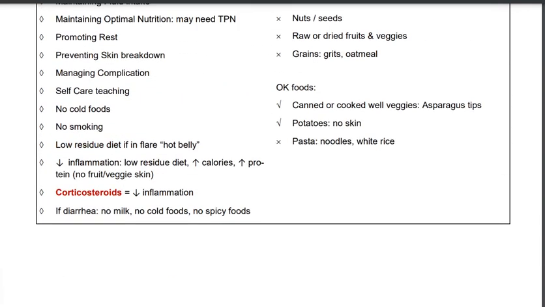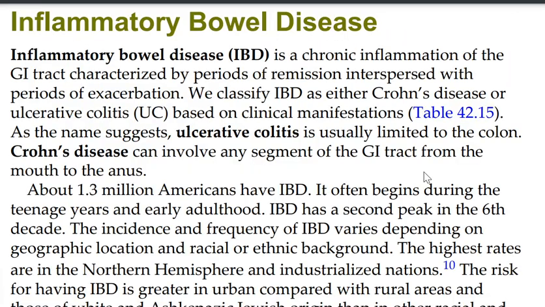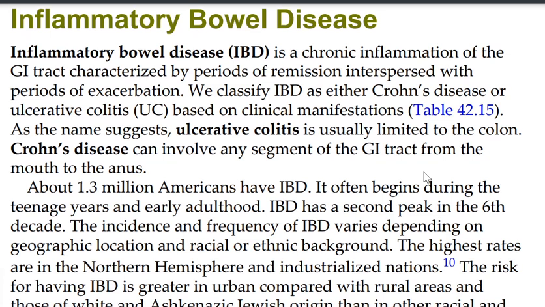So let's look. Okay, we're going to go to our book here. Inflammatory bowel disease is a chronic inflammation of the GI tract, characterized by periods of remission with exacerbation, which just means periods of really bad time, and then it goes away for a little bit. We classify inflammatory bowel as either Crohn's or ulcerative colitis. And this is where people get mixed up on the test. I said irritable bowel, didn't I? And see, I'm confusing you.